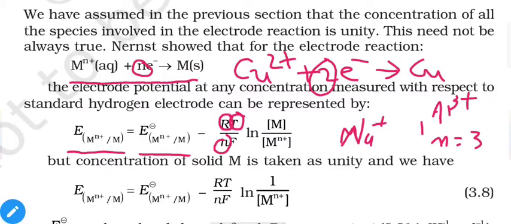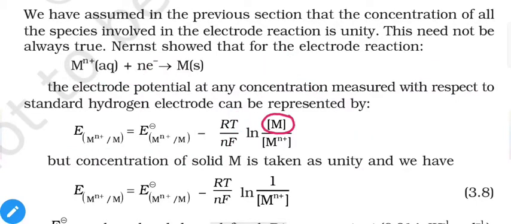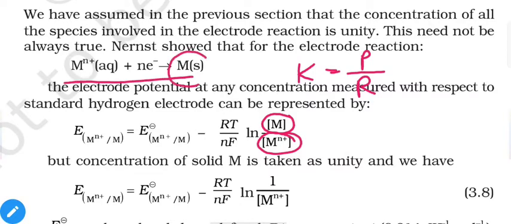Now the last value, that means the concentration of M divided by the concentration of Mn+, is simply the expression for the equilibrium constant. As we know, the equilibrium constant K is equal to the concentration of products upon the concentration of reactants. For this reaction, our product is the solid metal and our reactants are Mn+ and electrons. The electron cannot be used in this case, so our main reactant will be Mn+ and our main product will be M(s).